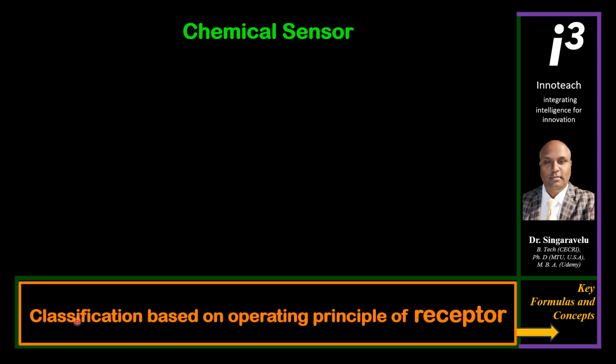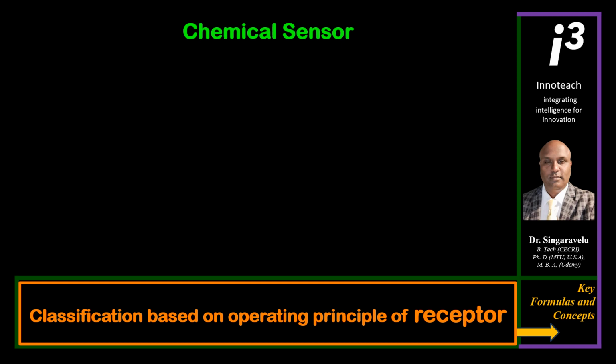A chemical sensor can be classified based on the operating principle of the receptor. You remember from the previous slides that the receptor is the one which initially interacts with the chemicals, sometimes also referred to as analytes. Analytes of interest means one specific chemical in the mixture of a sample, right?